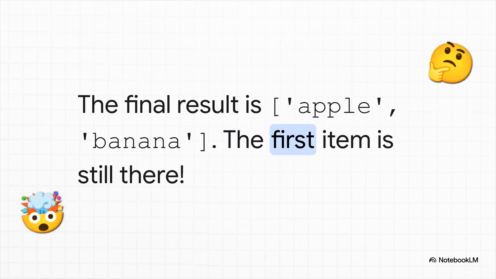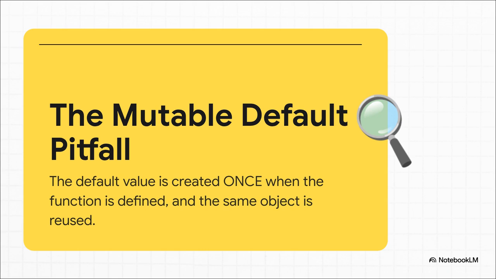And there it is again, apple, banana. The first item is still hanging around because the basket wasn't new, it was reused. And this happens because of one of the most famous, or maybe infamous, gotchas in all of Python. This is it. This is the whole thing. It's called the mutable default pitfall. That empty list, it's not created fresh every single time you call the function.